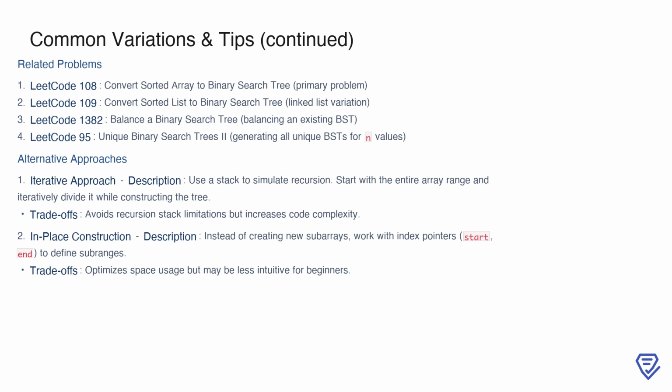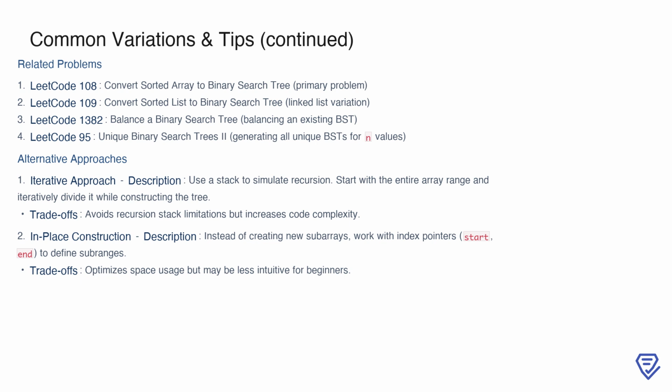For instance, LeetCode 109 deals with converting a sorted linked list into a binary search tree, which is a variation that introduces additional complexity. LeetCode 1382 focuses on balancing an already constructed binary search tree, while LeetCode 95 explores generating all unique binary search trees for n values. These problems build on similar concepts, so practicing them can strengthen your understanding.